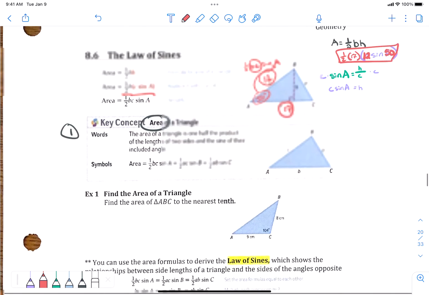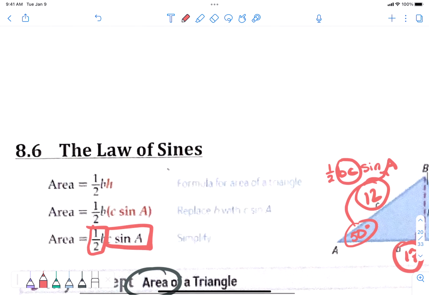Okay. Do you just want to keep our answer as a squared? What?